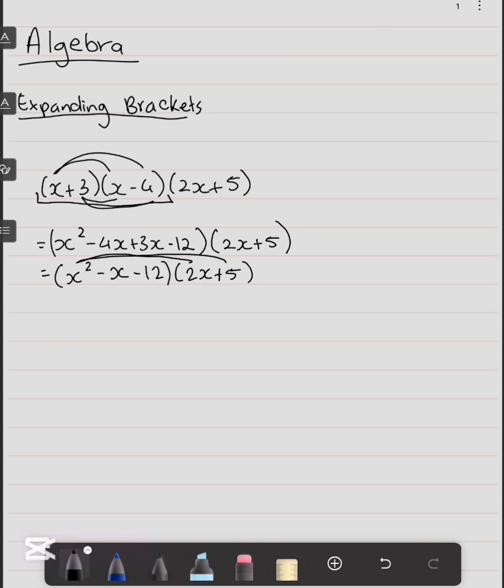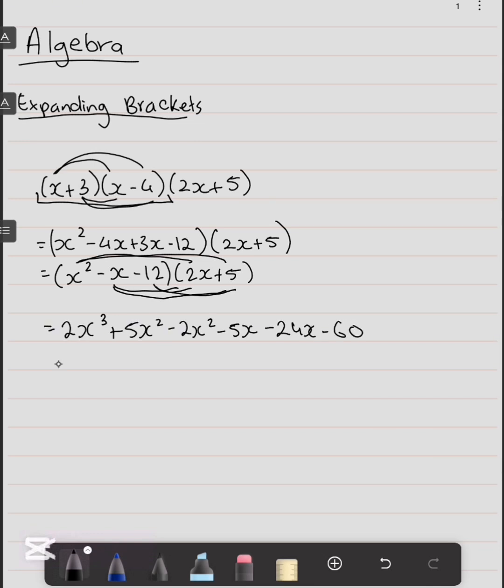And then we just do a 3 crab claw method where you multiply all the 3 terms in the left bracket by the right side bracket that we did before, but 3 times. So we get 2x cubed plus 5x squared minus 2x squared minus 5x minus 24x minus 60. And we want to simplify that further to 2x cubed plus 3x squared minus 29x minus 60.